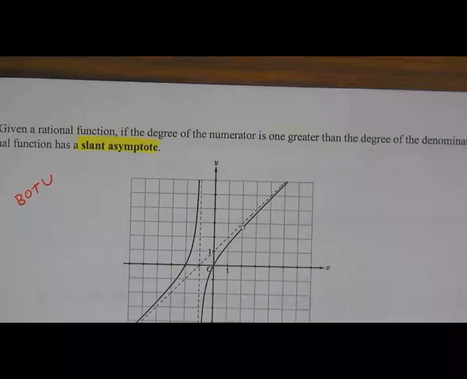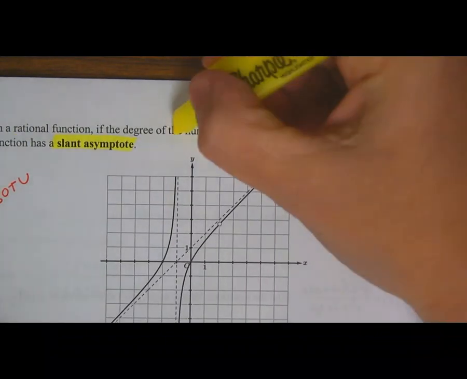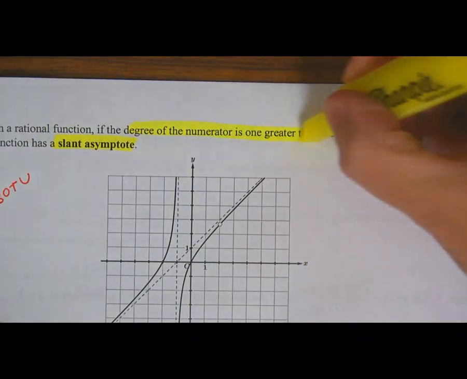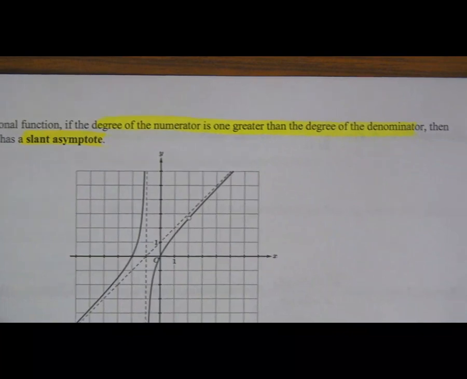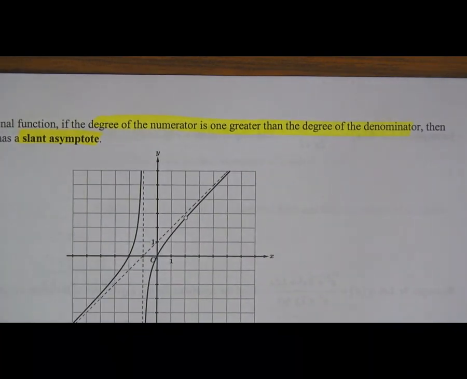So the rule was, when we learned this before in this class, if the degree is exactly 1 bigger on top, it's got a slant asymptote. If the degree is any bigger than that on top, then we're just going to put neither. It doesn't have a horizontal, it doesn't have a slant. There are graphs that have neither of those.